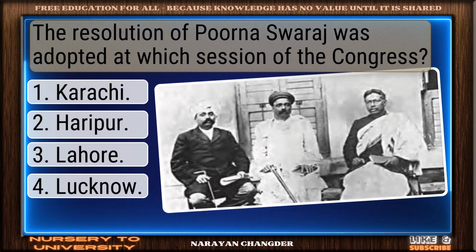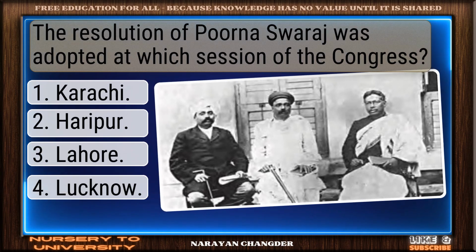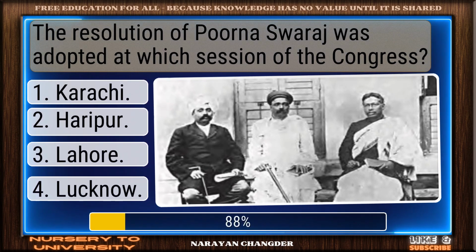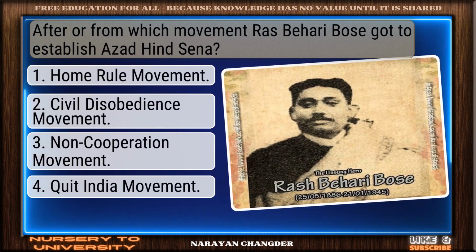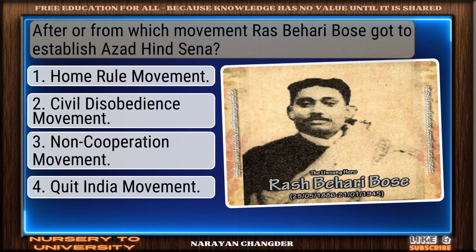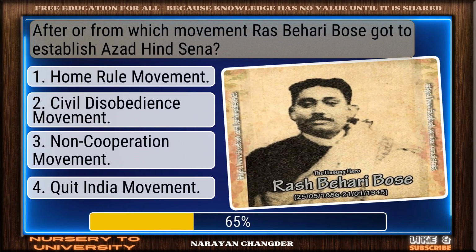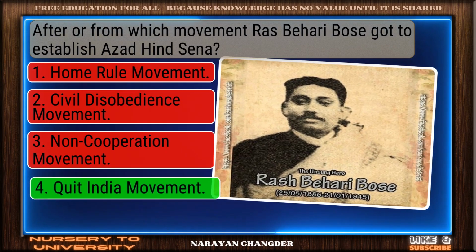The resolution of Purna Swaraj was adopted at which session of the Congress? You chose Lahore. Correct. After which movement did Rash Behari Bose establish the Azad Hind Sena? You're right. Quit India movement is correct.